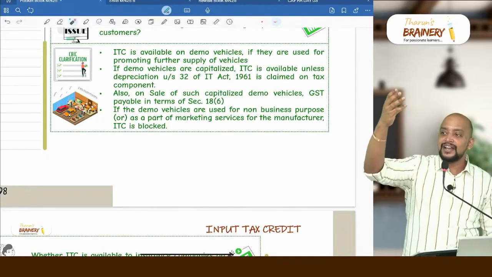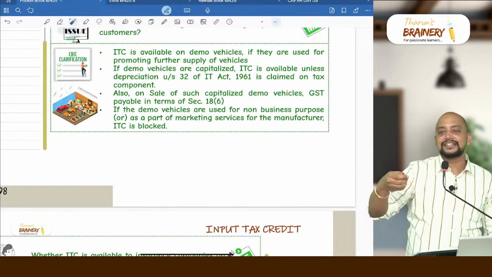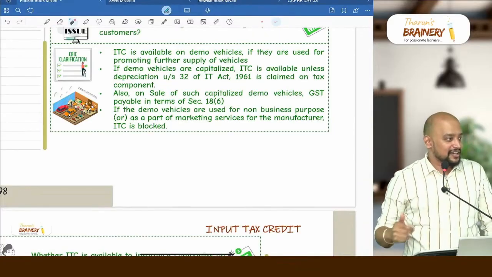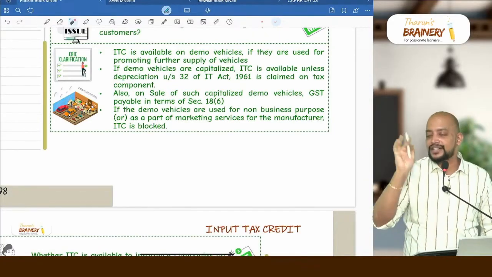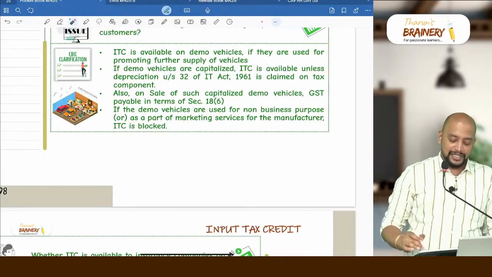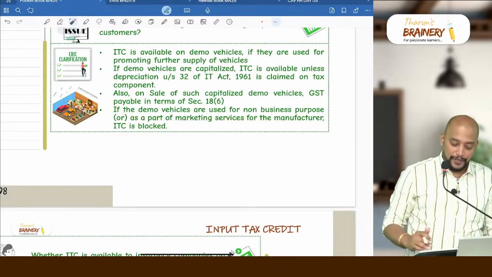Say, for example, in that shopping mall, one car is there. Can I take a test drive there? "Give me, sir, like in the Beast movie, I will go around and come." They will not give, correct or not? So therefore it is not for a test drive, and due to that reason ITC is not available with respect to that car. As a part of marketing service for the manufacturer, ITC is blocked.